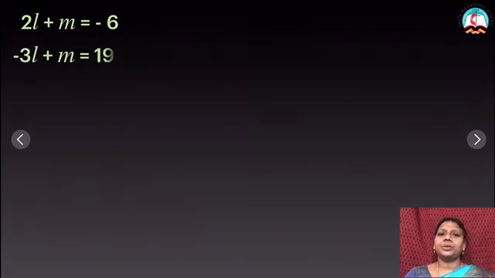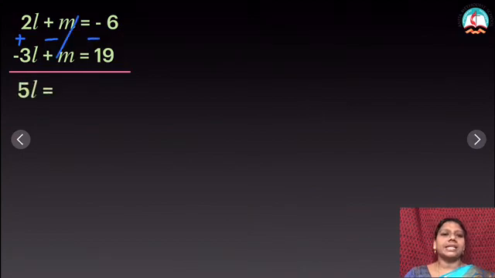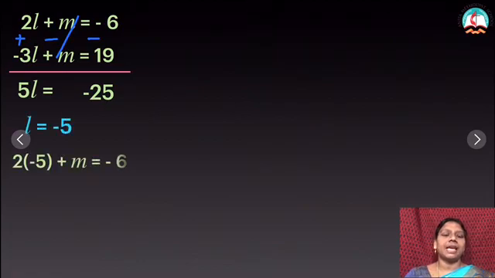So now I am going to take the equations. Now, what shall I do? I shall change the sign. So if I am changing the sign, then m and m gets cancelled. This one becomes 5L is equal to minus 25. So if I am cancelling this, I will get L is equal to minus 5. So I got one value. Now I can find out the value of m.